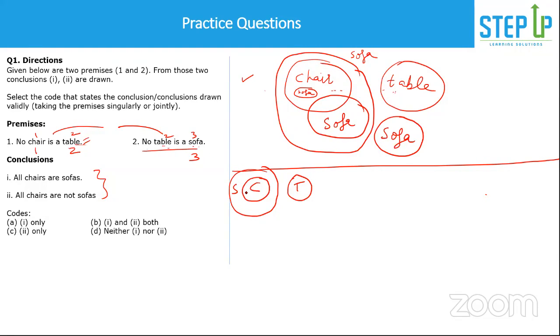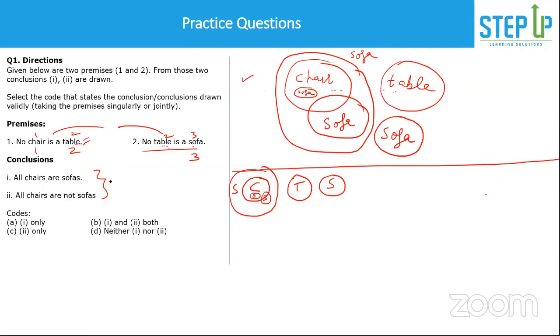Now don't say, but sir, it is mixing with the chair. That is not a problem. It may mix, no problem. Sofa could be here also. All it's saying is that between table and sofa there is no connection. Or sofa could be here also, or inside the chair. Are you getting it? Once we have drawn all these possible diagrams, then we have to draw conclusions.